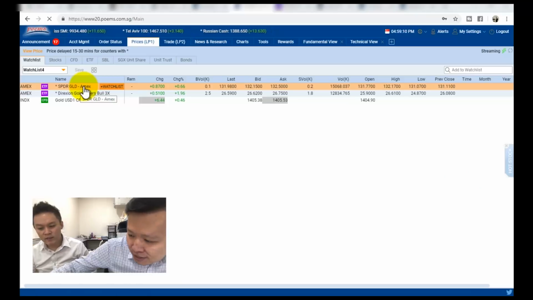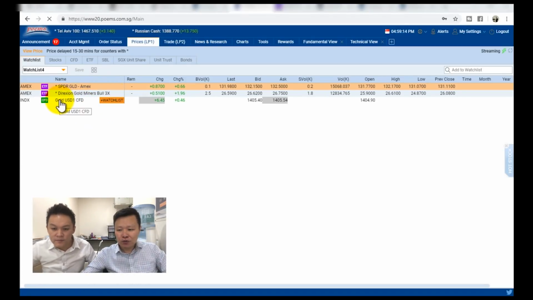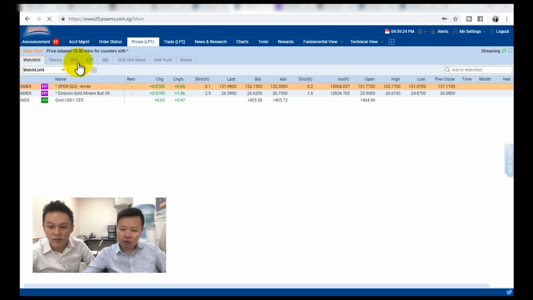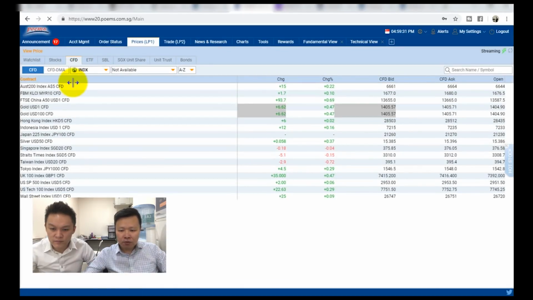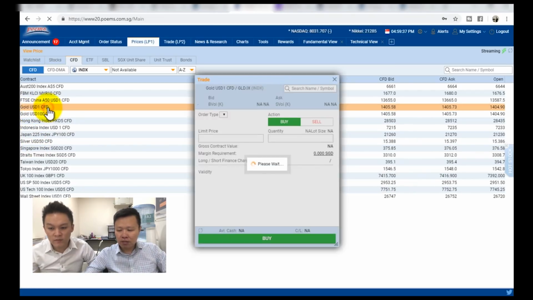Okay, can you illustrate this on the platform? Basically, if you want to participate in a gold CFD, you just need to key in GLD on your Poems platform, and then choose the green color icon CFD. Or you can just click on this CFD tab, which is much easier, and then you look for this gold USD $1 CFD. So you just need to double click.